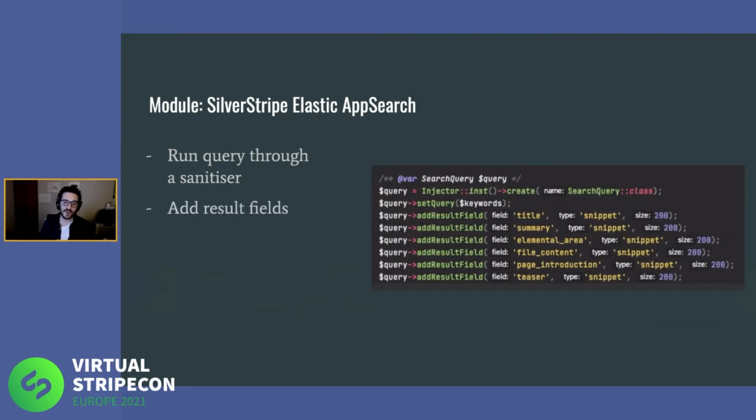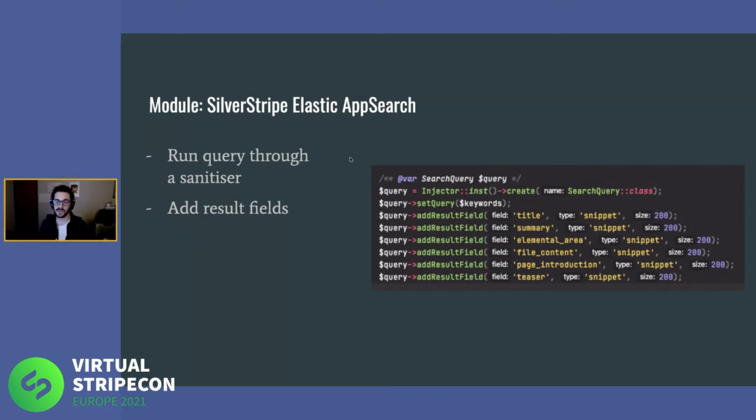Additionally, you add result fields. Now, these are essentially saying, bring me back these results. You can query along whatever you like. So, for example, if I wanted to query file content, I can do that, but I don't necessarily have to return file content from Elastic when I return that result. I could just return just the ID or something like that if that's what I wanted to do.